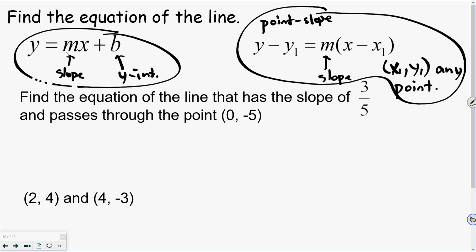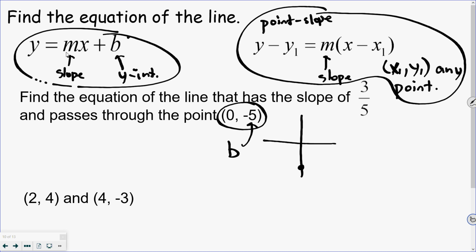Okay, so decide on the right formula. I would rather use this one up here, the y equals mx plus b, but I have to know the y-intercept. So the question is, is this the y-intercept? Think about where (0, negative 5) is. (0, negative 5) is right there. It is on the y-axis. So negative 5 is the y-intercept, or it's b.